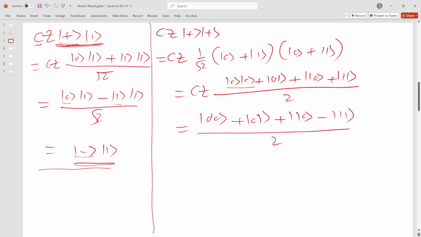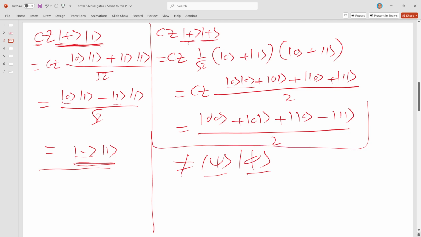Now this is a state which I cannot write, as you can easily check, as a product of two individual qubit states. So it means that we started with a product state, that two qubits have a state which can be written as a product, but at the end we get a state which cannot be written as a product state. It means that control Z is indeed an entangling gate because it can produce entangled states.